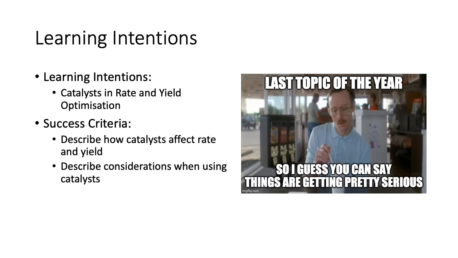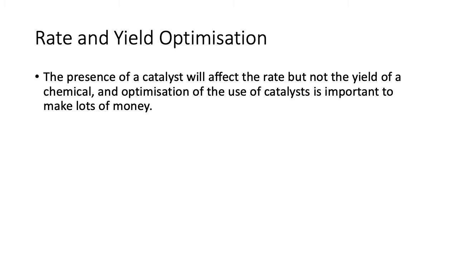Okay, so let's have a look. We're going to be learning about catalysts, how catalysts affect rate and yield, and some considerations when using catalysts. The presence of a catalyst will affect the rate, but not the yield of a chemical reaction, and optimization of the use of catalyst is important to make lots of money.